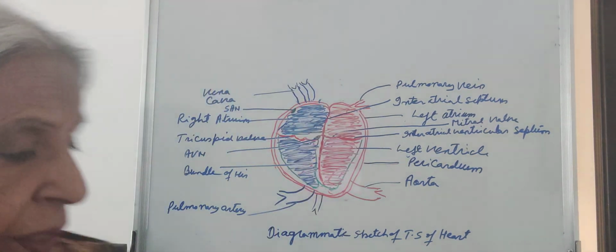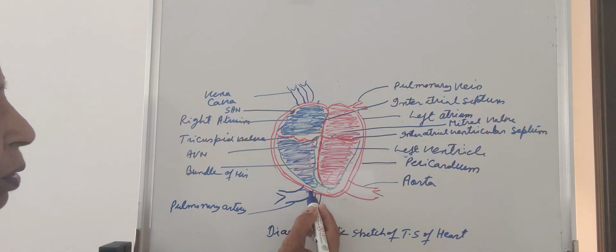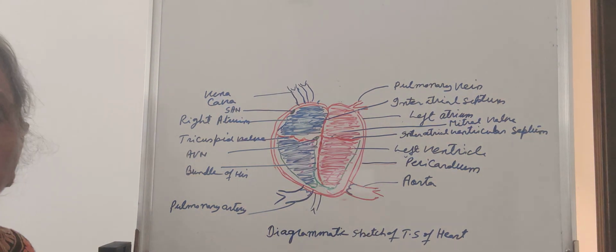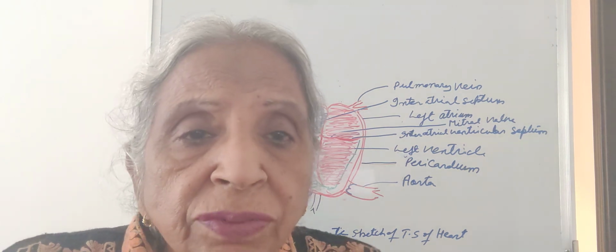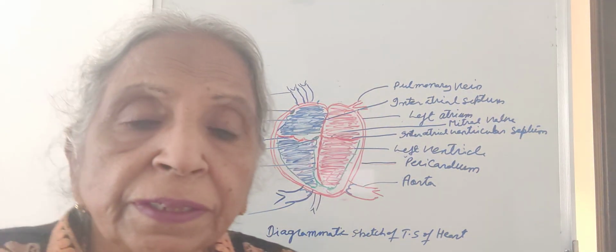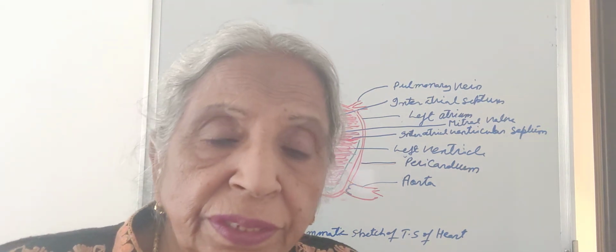So then, in addition to these tricuspid and bicuspid valves, semilunar valves are present at the opening of this aorta as well as the pulmonary artery. Semilunar valves are present at the opening of the aorta as well as the pulmonary artery. Followed? So how does the heart function?